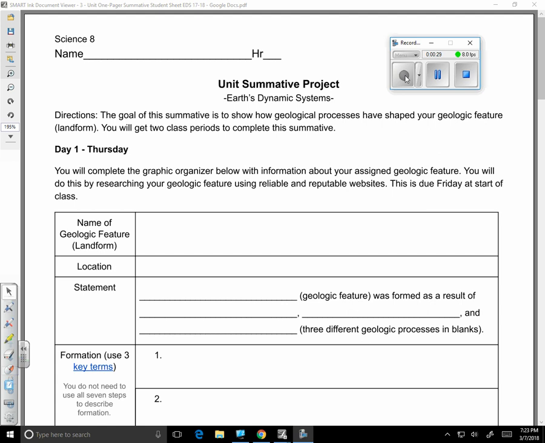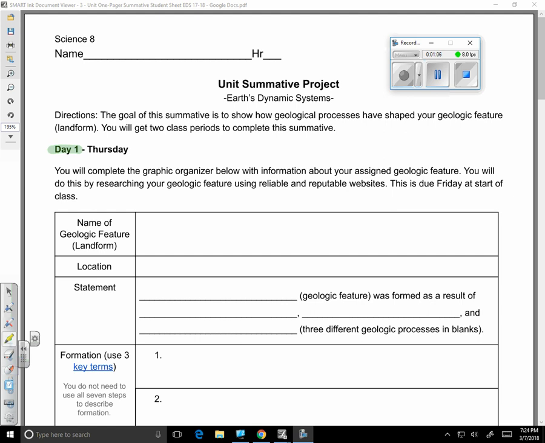The second thing that you will need is this paper that is called Unit Summative Project on Earth's Dynamic Systems. Please put your name at the top of the page now, along with the hour that you have science. The goal of this summative is to show how geological processes have shaped your geologic feature or landform. You will get 2 class periods to complete this summative.